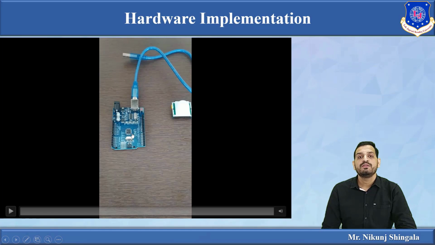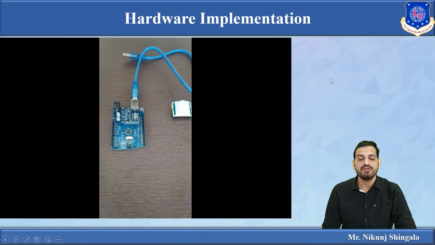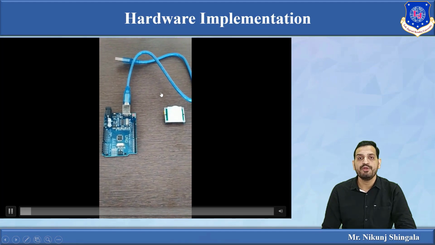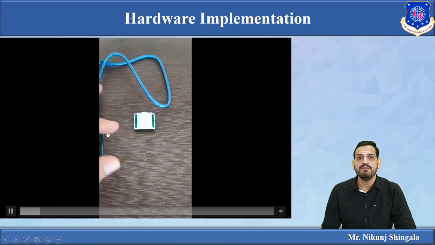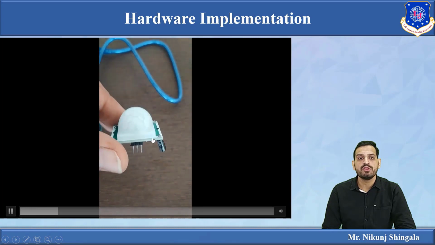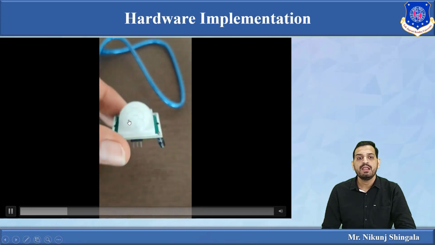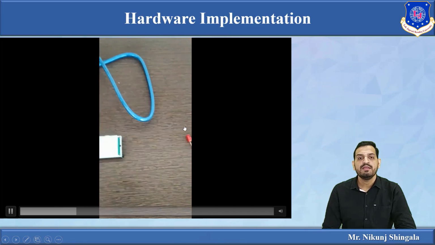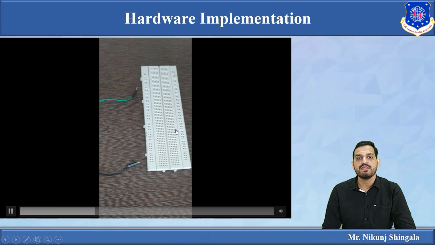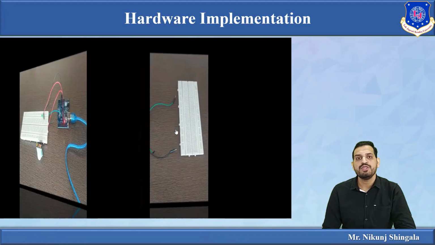Now this is the actual hardware implementation you can see. First let us start with the different components required. This is the Arduino board. Now this is the PIR sensor module. Look at it closely. It consists of a Fresnel lens and 3 pins. Then you require LEDs for indication and jumper wires, and if you want you can use a breadboard also.